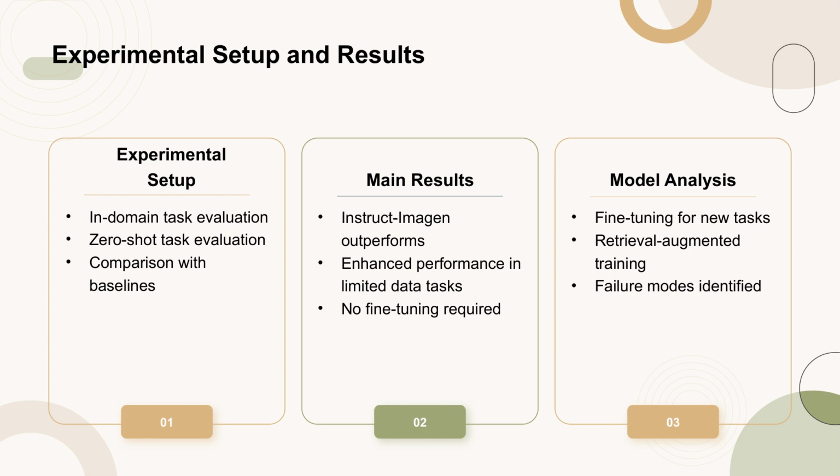The experimental setup includes in-domain task evaluation and zero-shot task evaluation, which are more challenging. We compare Instruct-Imagen with various baseline models. The main results show that Instruct-Imagen achieves superior performance, especially in tasks with limited training data, without requiring fine-tuning. Additionally, we perform a model analysis to explore the adaptability of Instruct-Imagen to new tasks through fine-tuning and the impact of retrieval-augmented training. We also identify common failure modes of the model.